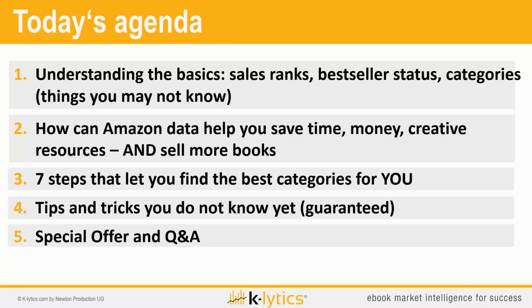Then we're going to talk about how this Amazon data can help you save time, money, and creative resources, and of course, hopefully sell more books. We're going to talk about 7 steps that let you find the best categories.